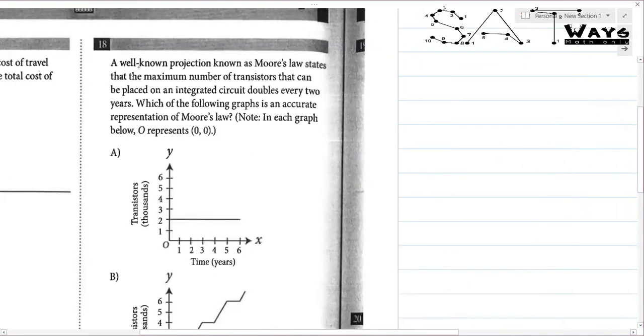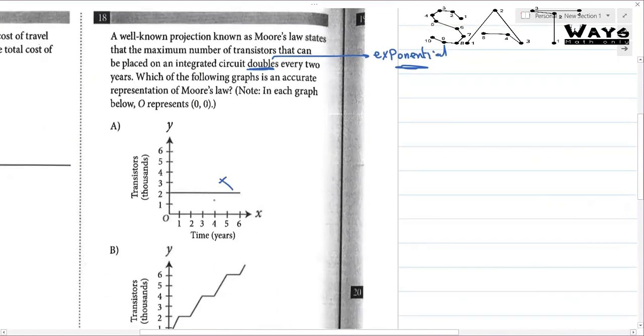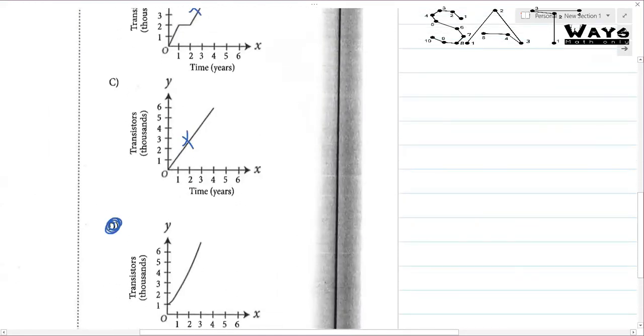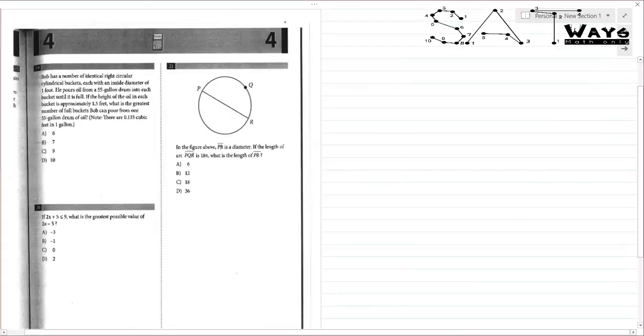In number 18, he says a well-known projection known as Moore's law states that the maximum number of transistors that can be placed on an integrated circuit doubles. Here we go, doubles every 2 years. Which of the following graphs is an accurate representation of Moore's law? Doubles means exponential graph. Where is the exponential one? It's linear, no, no, linear, no, exponential, yes. All right, 19.